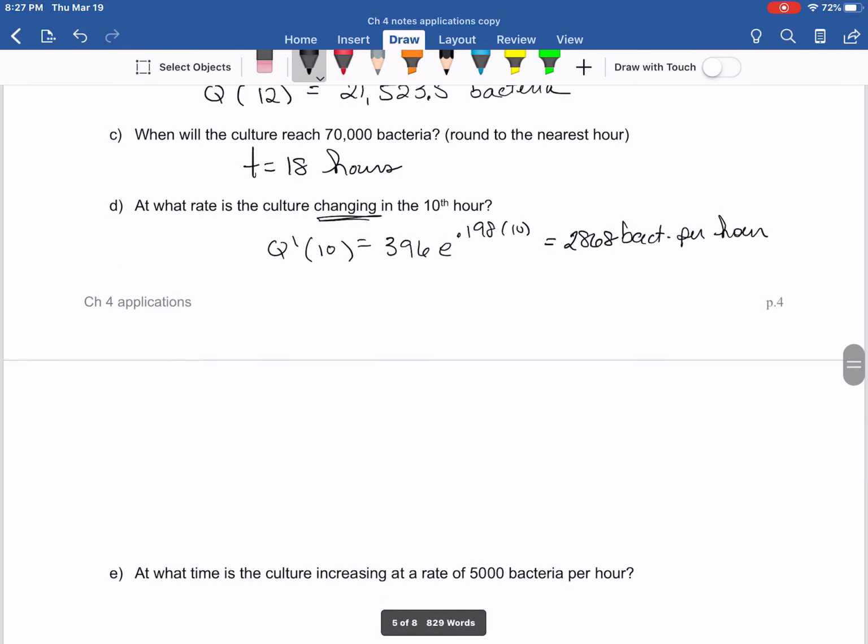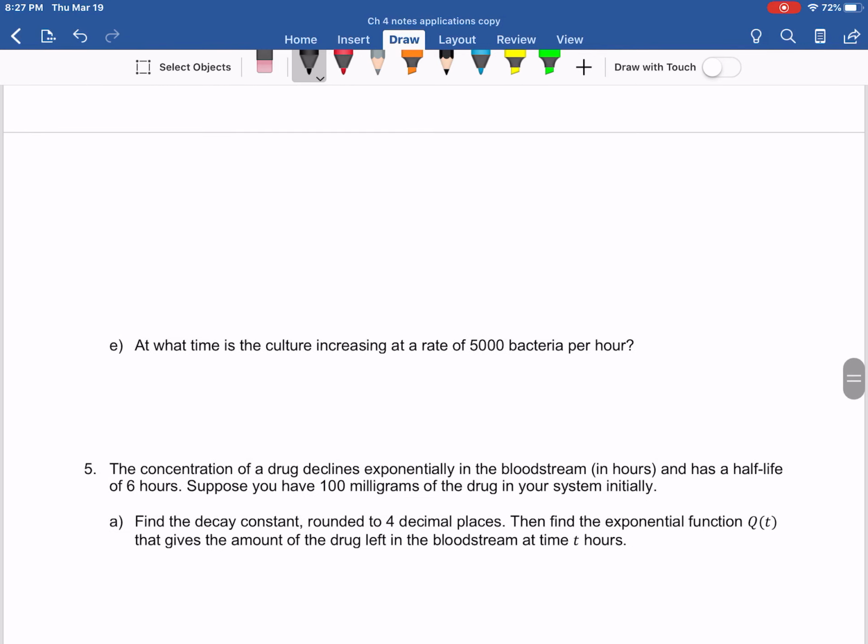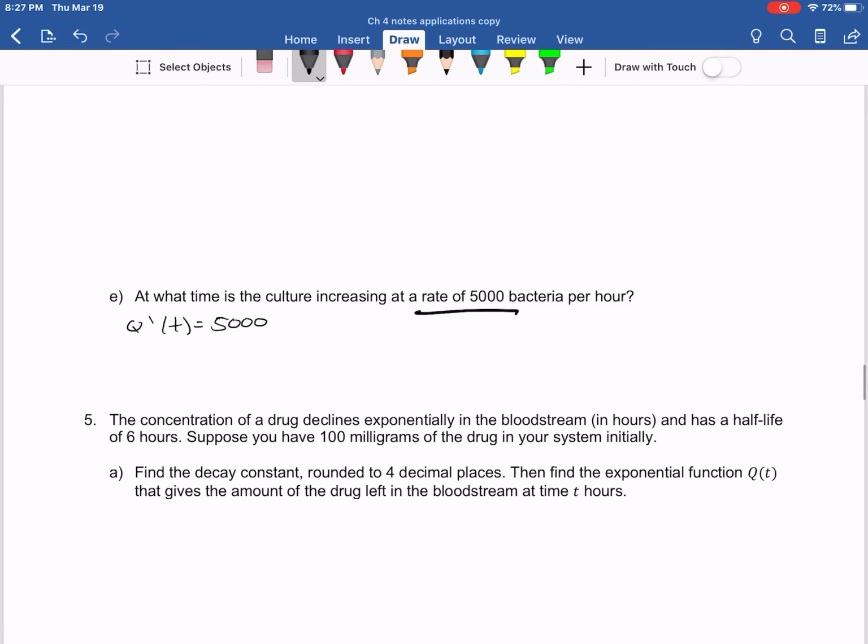Hopefully that's right. Okay, so I inserted the graph above, which is why my part E is now on the next page, but yours should still be where it was originally. At what time is the culture increasing at the rate of 5,000 bacteria per hour? This indicates setting Q prime of T equal to 5,000, and you can pause the video and solve for T. I worked it out a little bit ago, and I got T equals 12.8 hours.